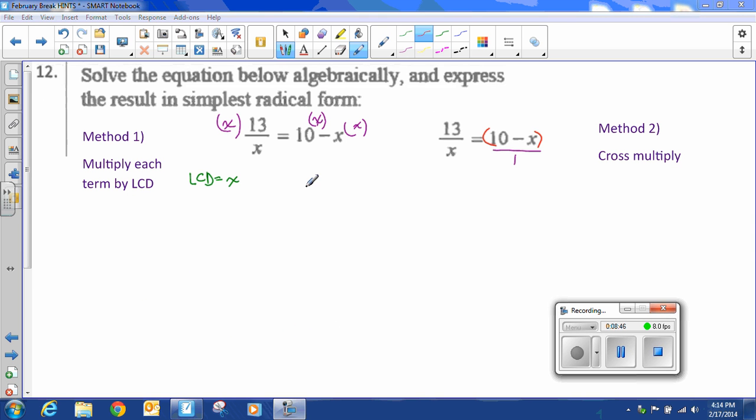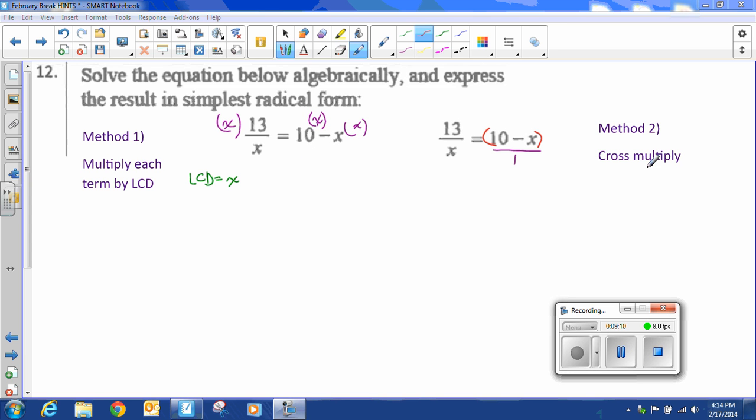Okay, this rational equation is a little simpler. As you can see, we only have one fraction, 13 over x. So the LCD is basically x. We're going to multiply every term by x. So we're going to end up with these x's canceling. We have 13 equals 10x minus x squared, right?